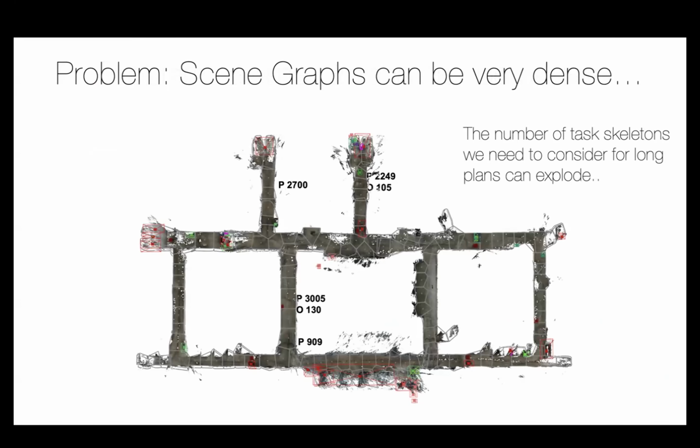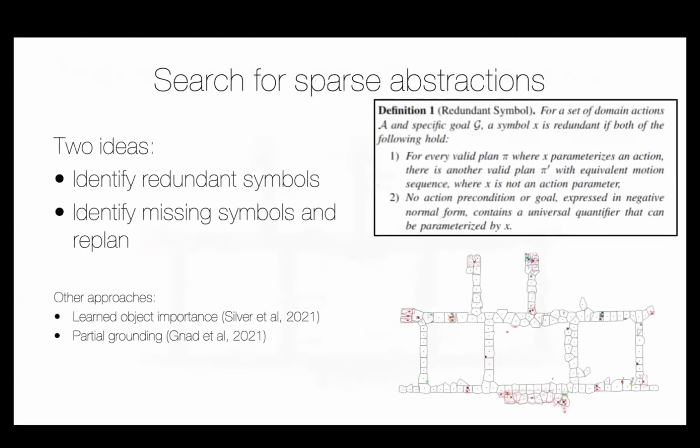And the point here is the number of task skeletons that we need to consider for long plans basically explodes, even at the upper levels of the abstraction. So we need some mechanism for finding sparse abstractions. So working with Luke and a student, we've come up with two possible solutions.